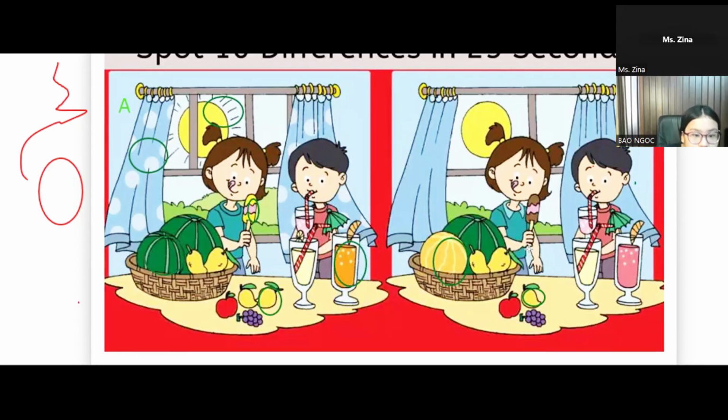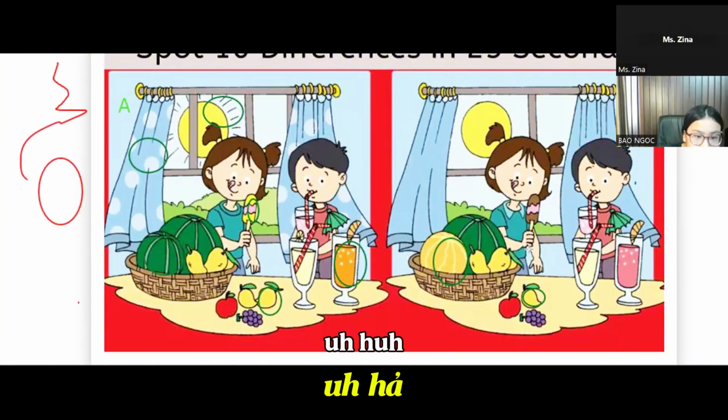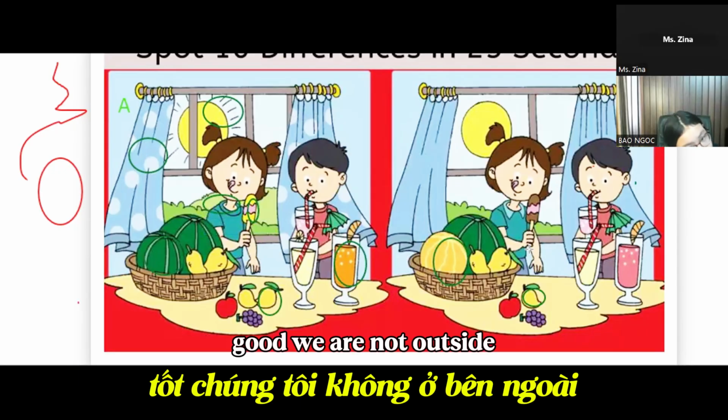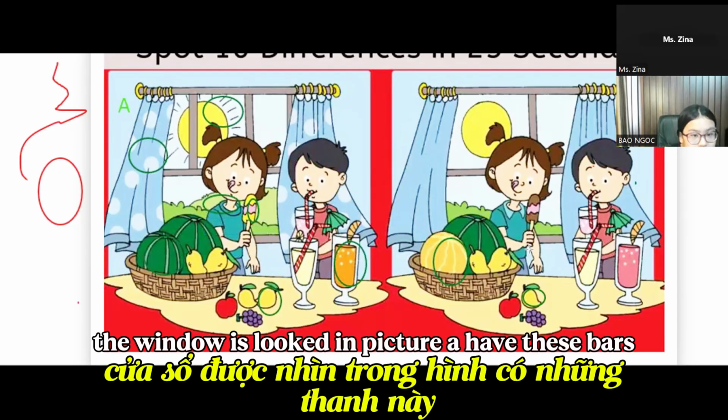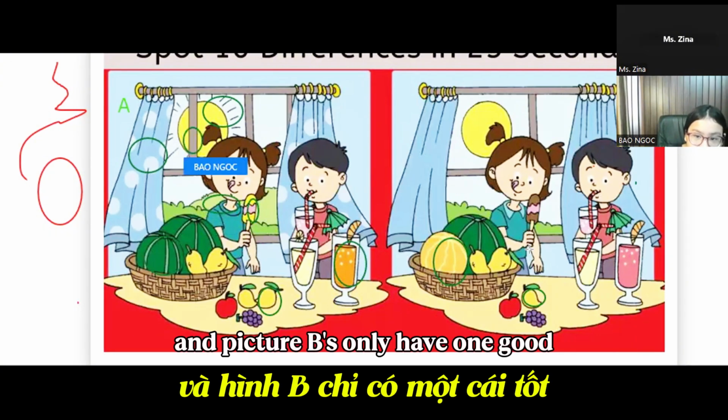Oh wait. Outside the window in picture A there are mountains. But in picture B, the mountains are not outside. Good. And the window in picture A has these bars, and picture B only has one. Good.